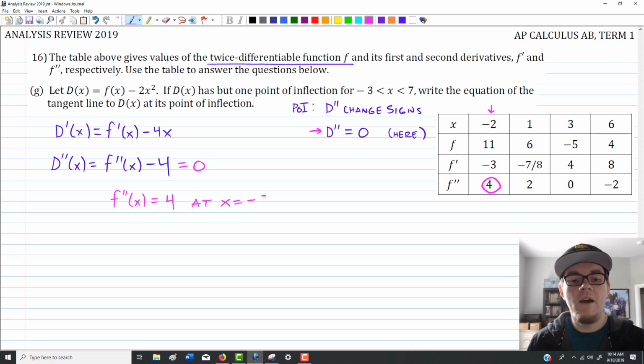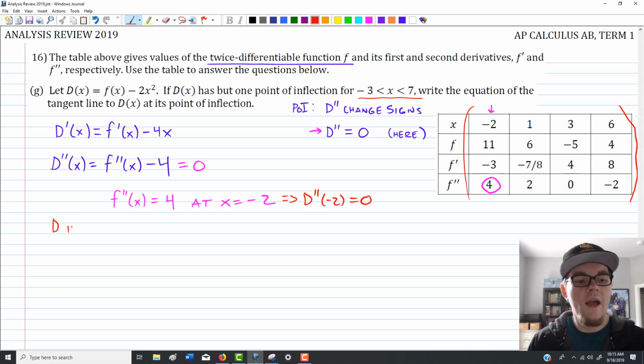So that means that we've found our only potential place where a point of inflection could occur. And since we were on the interval from negative 3 to 7, which includes this entire thing, that must be the point of inflection for our function d. So basically what we've just shown is that d double prime of negative 2 equals 0. So d has a point of inflection at x equals negative 2.